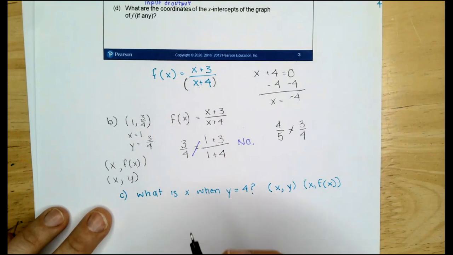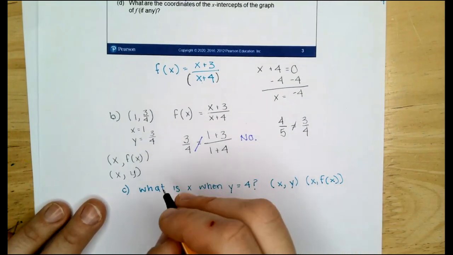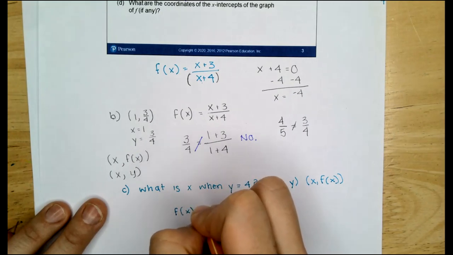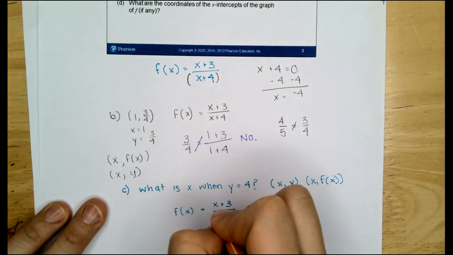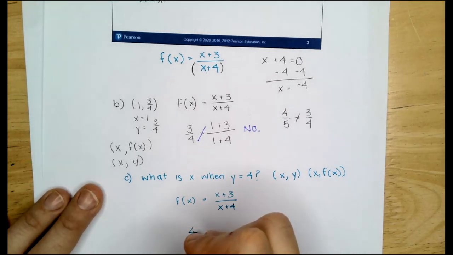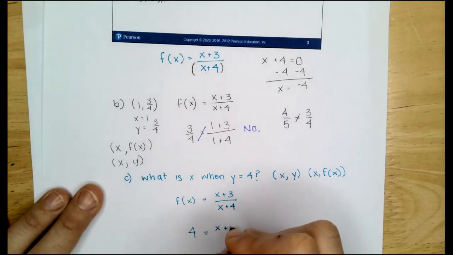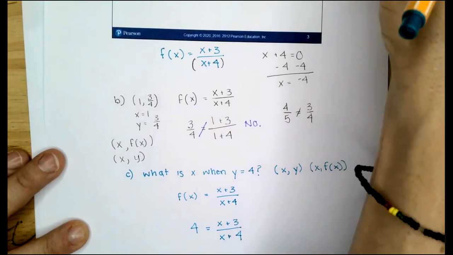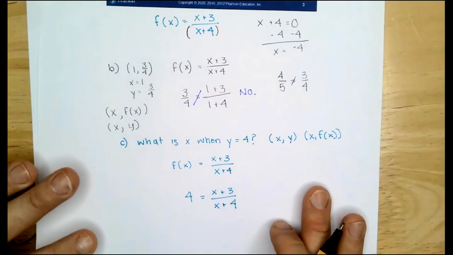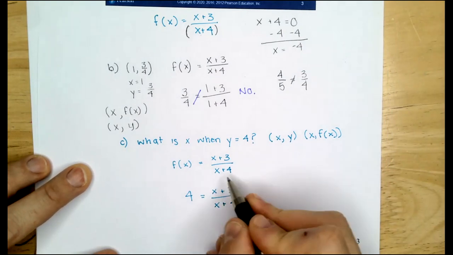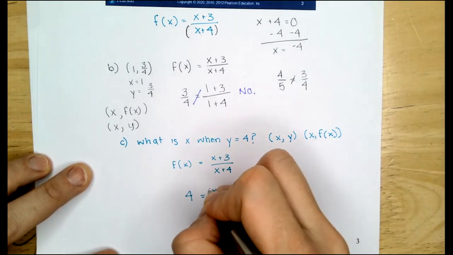Okay? So f of x equals 4. That means I have that same equation, f of x equals x plus 3 over x plus 4. But instead of f of x, I'm going to put in 4. 4 equals x plus 3 over x plus 4. Right? And then I solve for x. How do I do that? Don't worry. You have a fraction. We don't like fractions. Let's get rid of the fraction.